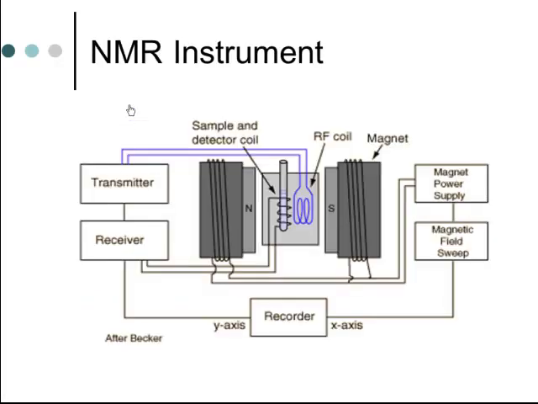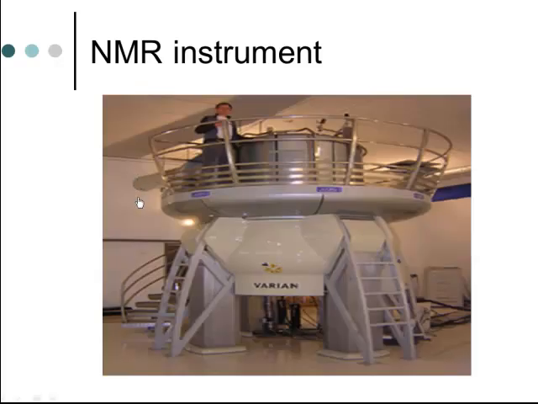This is a schematic diagram of an NMR instrument. So this is a transmitter which generates the radio waves. This is a receiver which receives the radio waves. The magnetic field is created between the two magnets out here, and the sample is placed in a tube out here. The sample is dissolved in a non-protonated solvent, maybe like deuterated chloroform, and the sample tube is made to spin at a constant rate. This is how the NMR instrument looks externally.